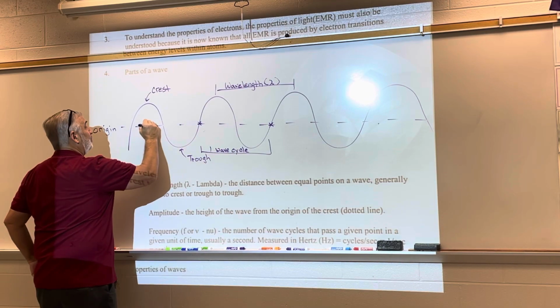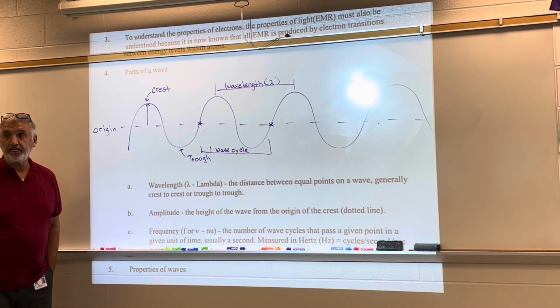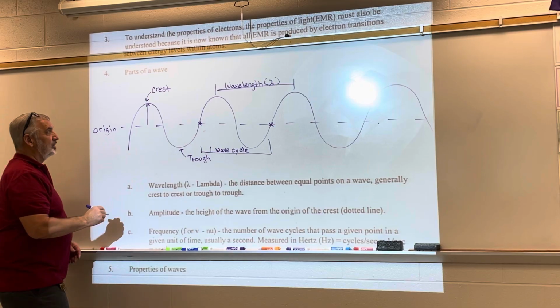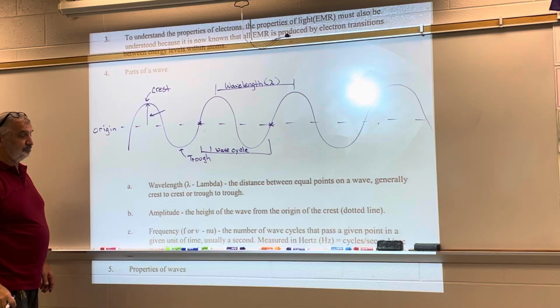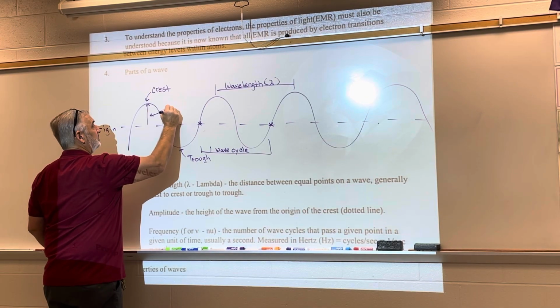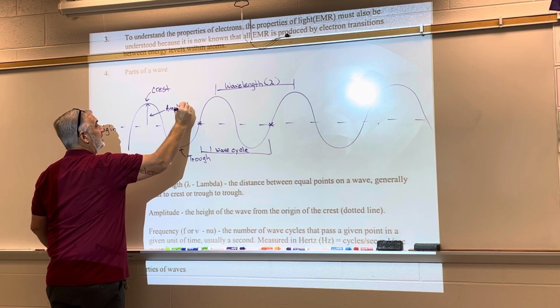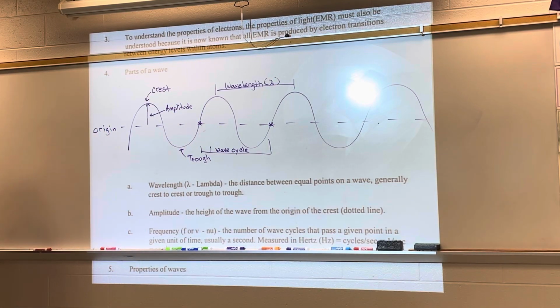Now, what do we call this distance from the origin up? What's that going to do? Nobody? What is the starting? It's one of the words down below it. That's your amplitude. So in light, if you change the amplitude, what are you going to change about the light? The brightness of the light.